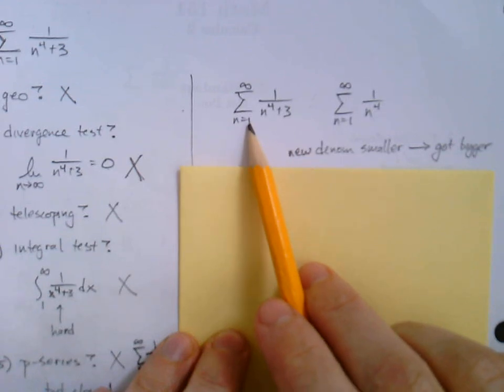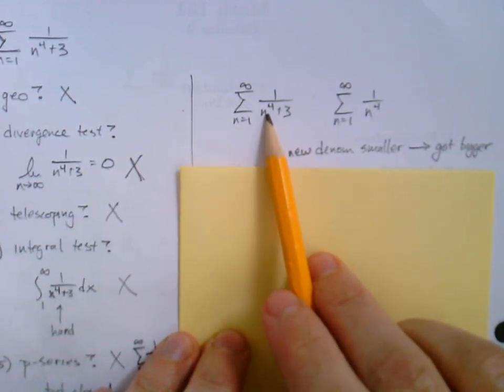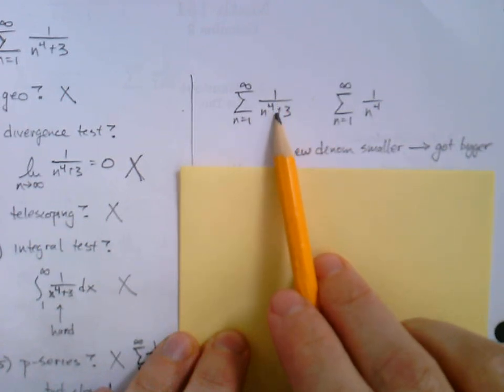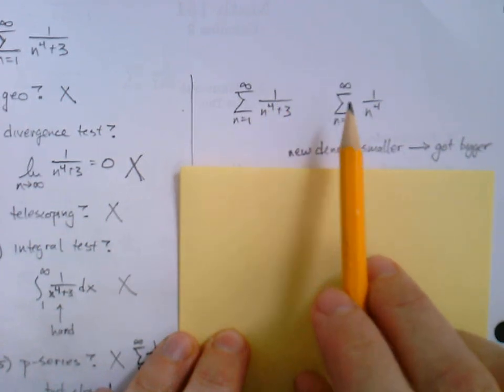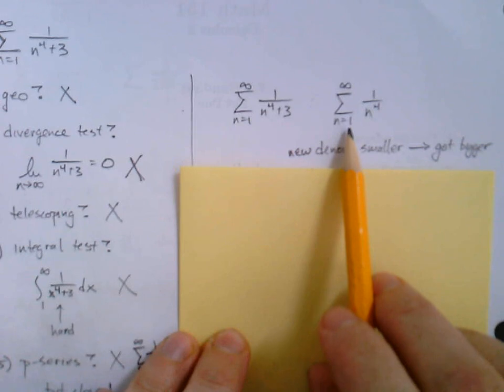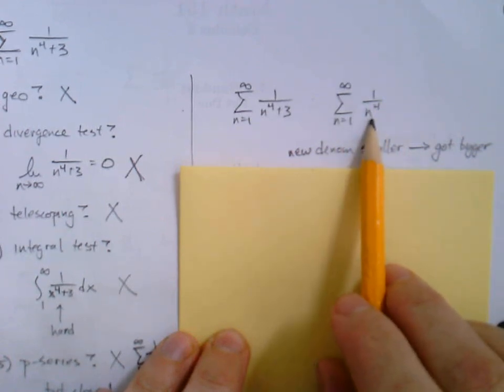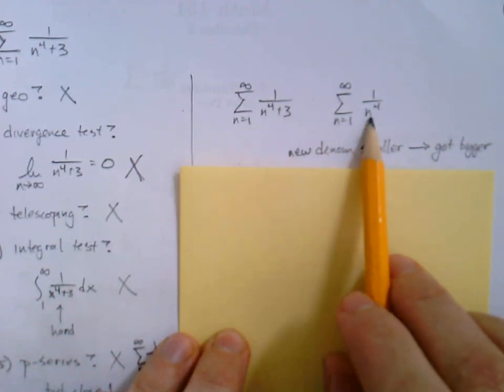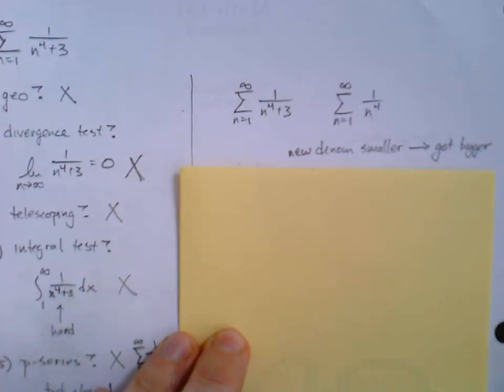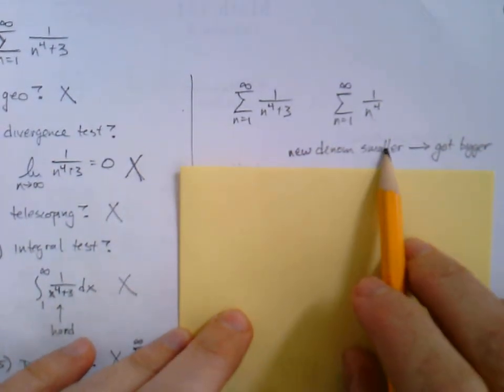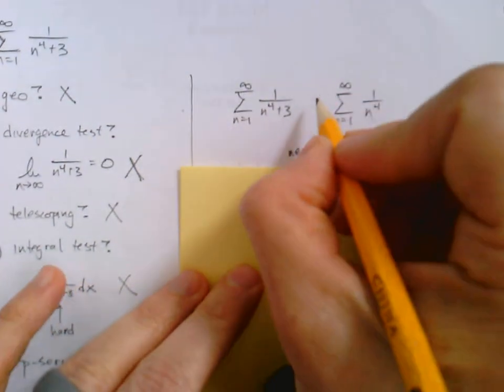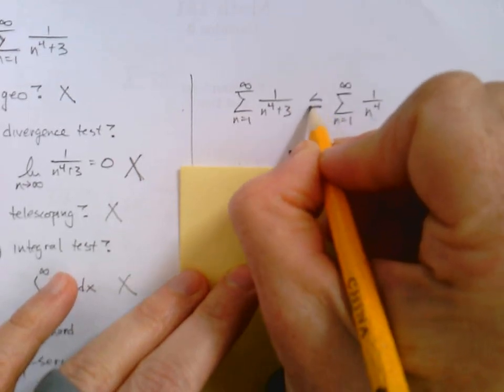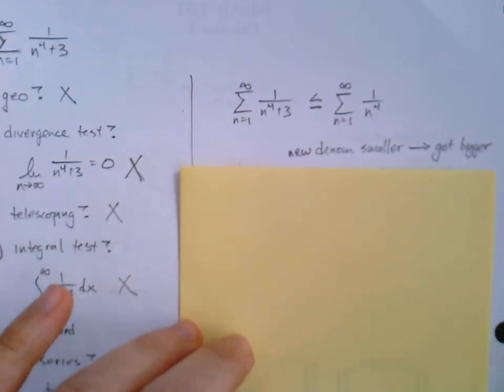So for each value of n, n equals 1 would be 1 over 1/4, or 1 over 4, 1/4. Here n equals 1 would be 1 over 1, 1. Well, 1/4 and 1, this one is the bigger one. My new denominator got smaller, so the whole thing got bigger. I'm going to play it really safe and throw an or equal in there.